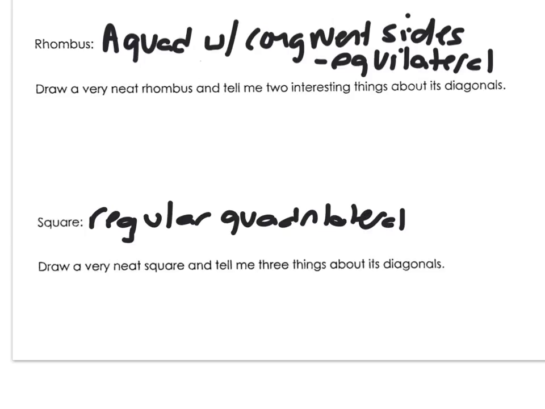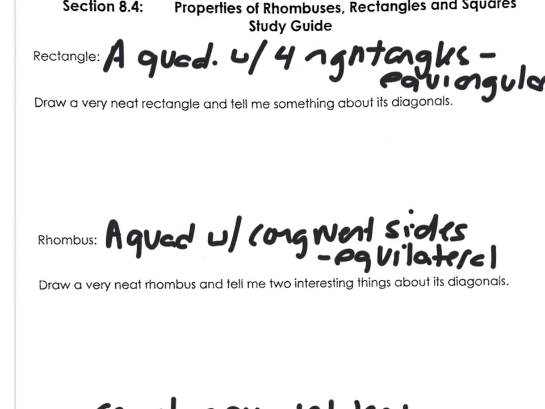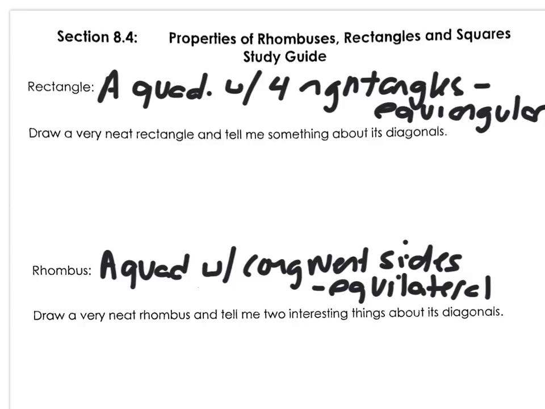Okay. So now that we have the definitions down, I'd like you to go through and do the drawing. So why don't you press pause and draw a very neat rectangle and tell me something about its diagonals. So draw a rectangle, draw the diagonals, and then figure out the same thing we did with a parallelogram. Figure out the types of triangles that are formed. So press pause, and do the 3 drawings, the rectangle, the rhombus, and the square. Do the 3 drawings now.